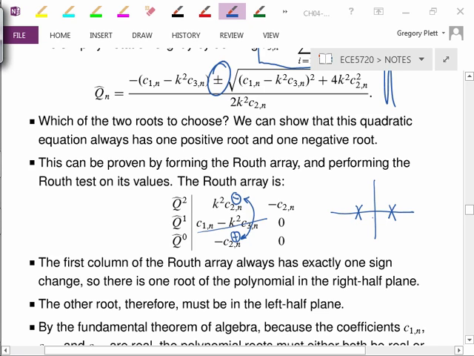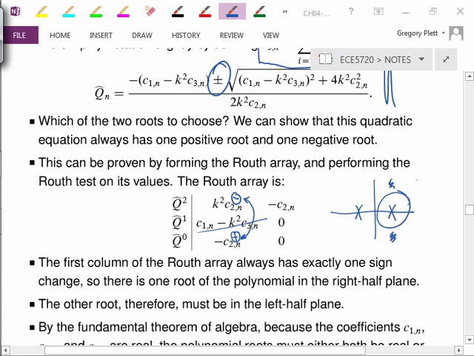That means that it's impossible for them to be complex conjugates. I can't have a root up here because by the fundamental theorem of algebra, I would have to have a root down there also, and the Routh test says that's not possible. So I have to have real roots. One of them has to be a positive real number, and one of them has to be a negative real number. We know capacity is a positive real number, so I always choose the one in the right half plane.